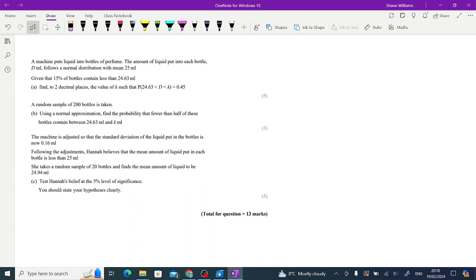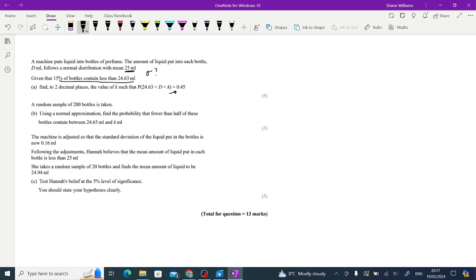So let's have a look at this exam question down here. What different aspects can we see? So we've got a normal distribution with a mean, and we've not got a standard deviation. So what's the sigma? Unknown parameter. We're probably going to have to use the standardization formula. Given that 15% of bottles contain less than 24.63, there's some information perhaps. Now, in fact, this question, there is a slightly different way of doing it, but that's the sort of lines you should be thinking along.